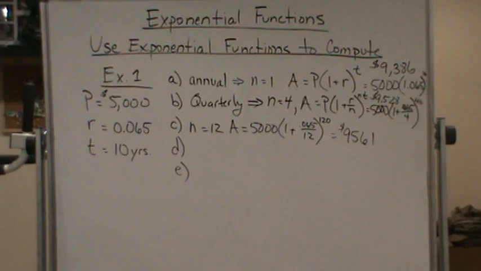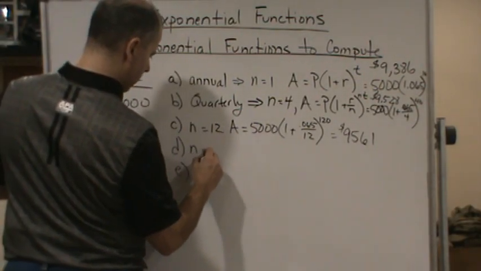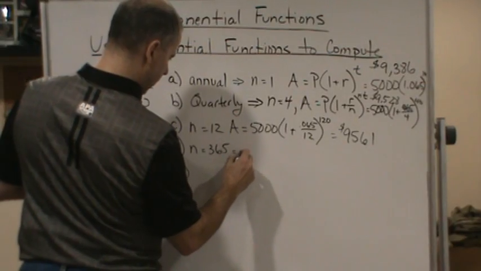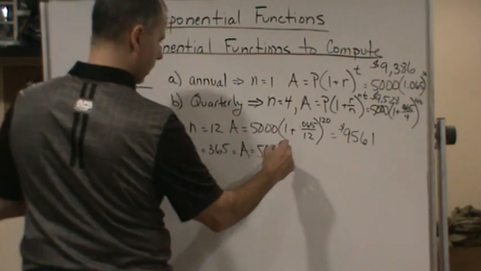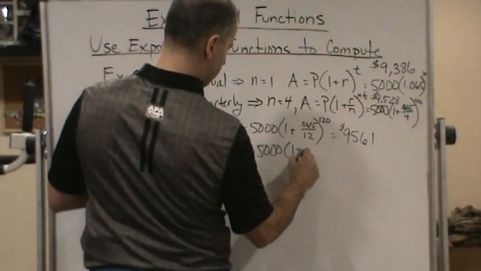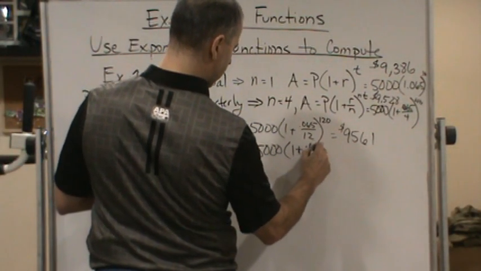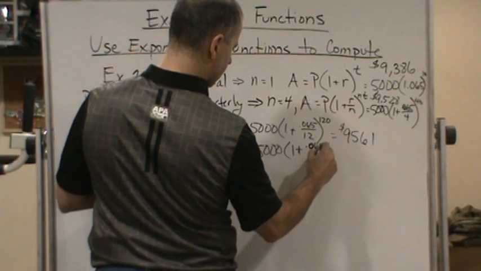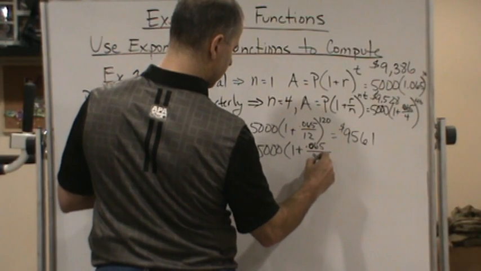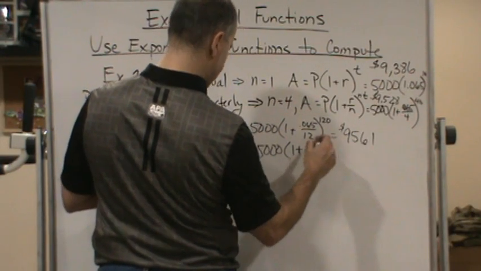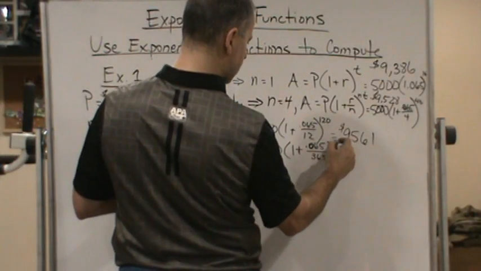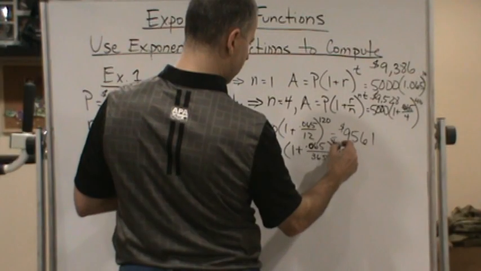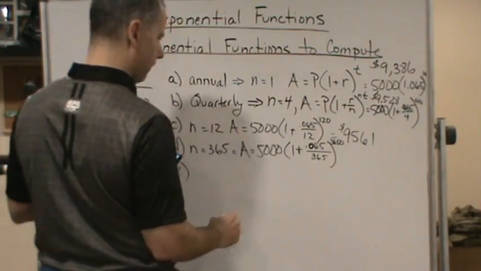And now let's do it again. So now we're going to go to daily. So that's going to be what? n equals 365. And that means A is going to equal 5,000 times the quantity 1 plus 0.065 divided by 365 raised to, well, in this case it's going to be 365 times 10, so 3650 as the power.